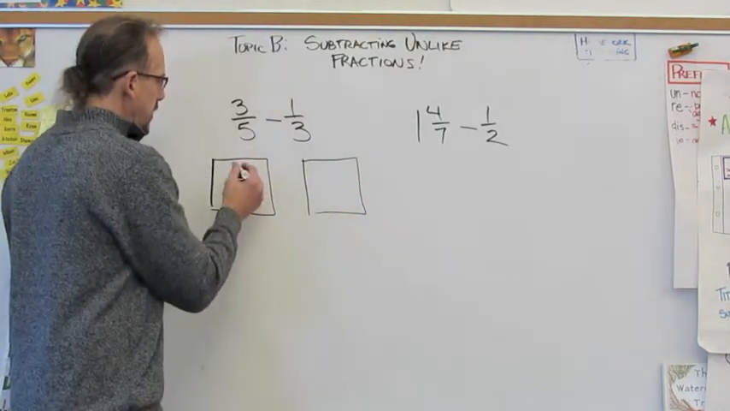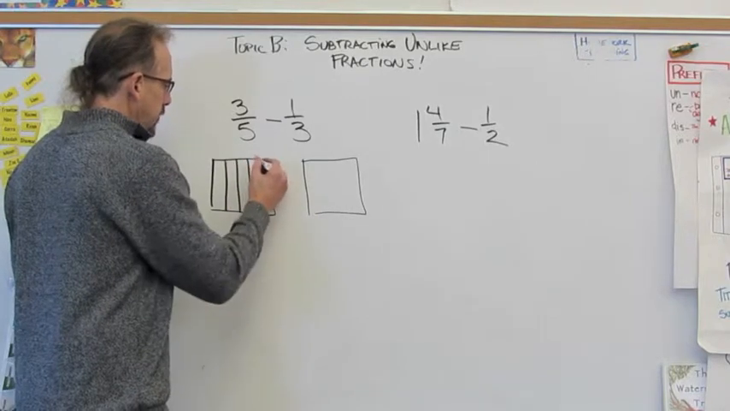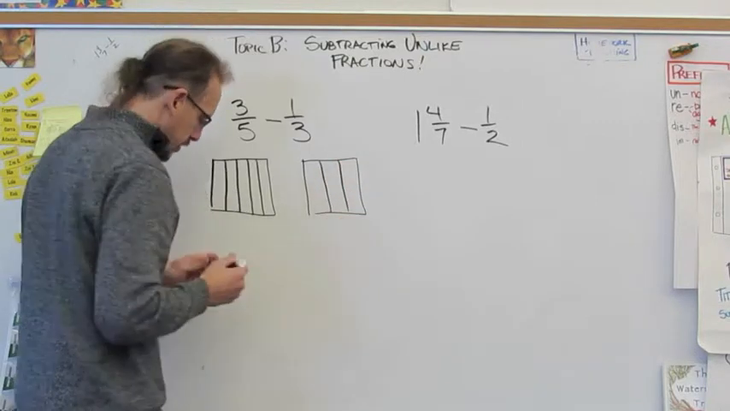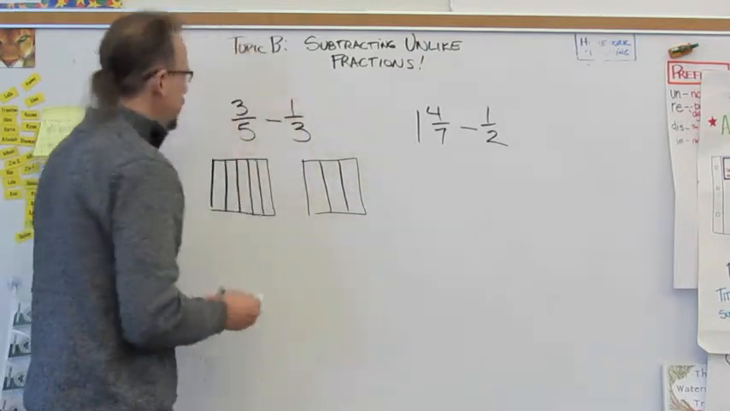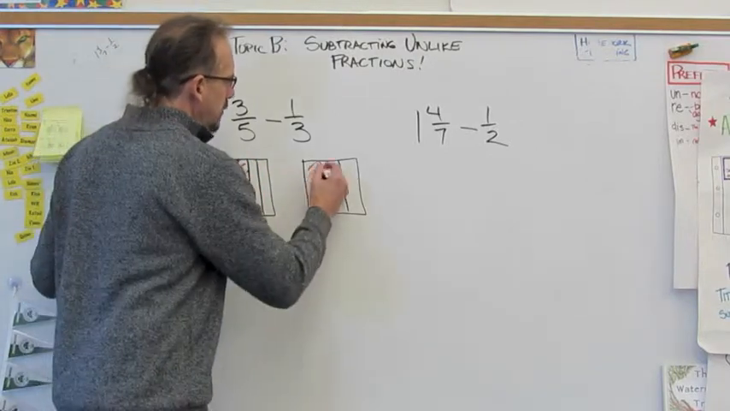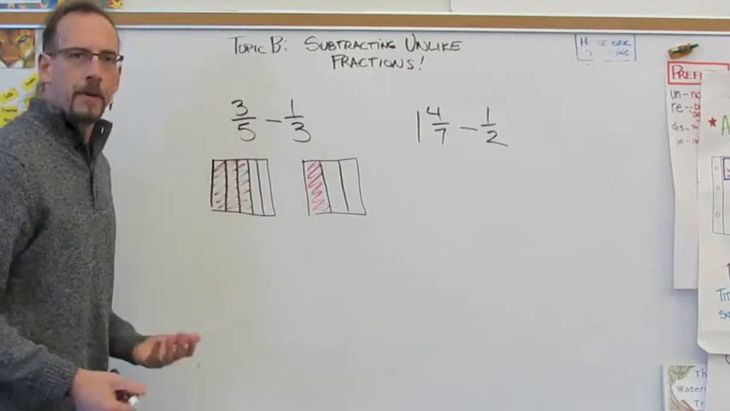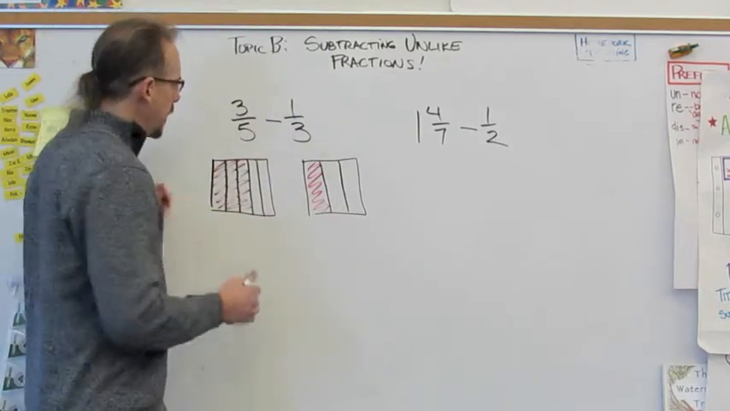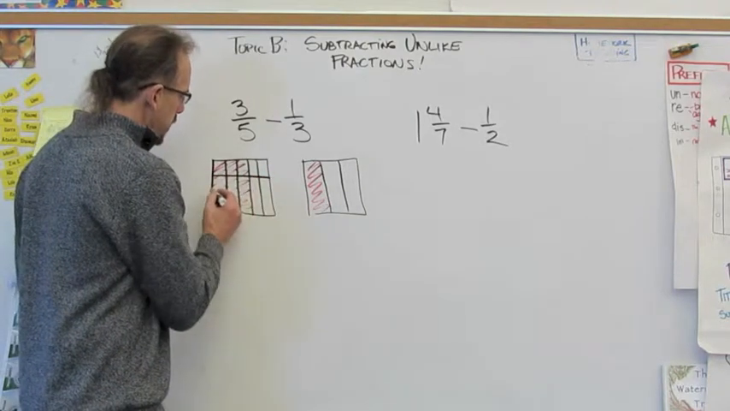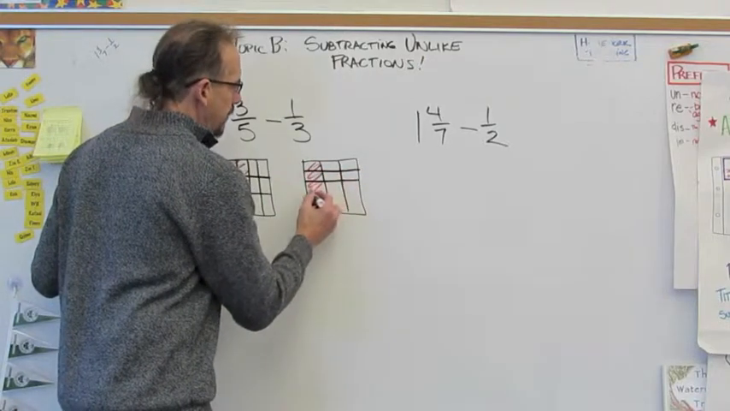I'm going to draw those two rectangles. I'm going to divide this one up into fifths as best I can. And I'm going to divide this one into thirds. And then I will shade my 3/5. And I will shade my 1/3. And then I'm going to look for that common denominator, some kind of unit that's the same. And I see that they both go into 15, so I'm going to divide this one into 3 parts and this one into 5 parts.